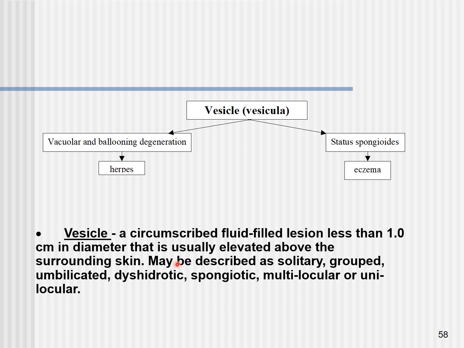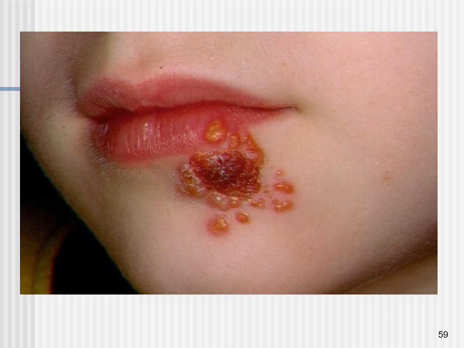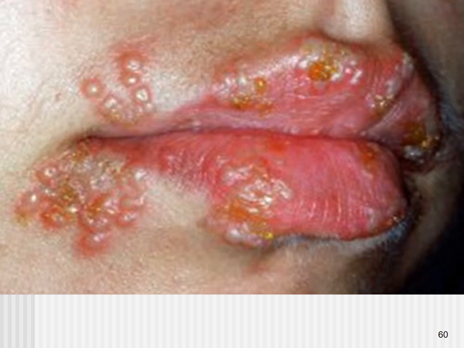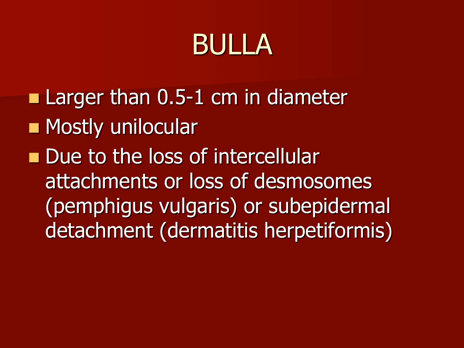Vesicle is a circumscribed fluid-filled lesion less than 1 cm in diameter that is usually elevated above the surrounding skin, may be described as solitary, grouped, umbilicated, dyshidrotic, spongiotic, multilocular. And we can see grouped vesicles gathered on one area. Here, herpes. Main primary morphological elements in herpes.